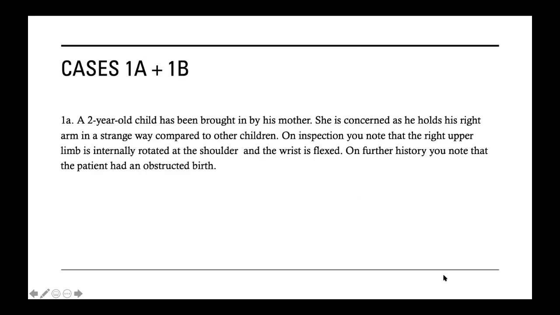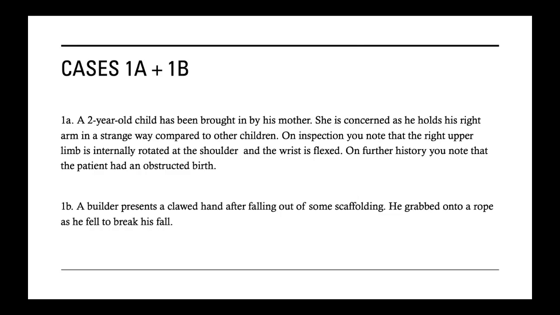a lot of kids, if they get obstructed at birth, if you think they're getting a lot of pressure down on their shoulder during that birth, that can cause long-term damage to the upper brachial plexus. And then you have an opposite here.